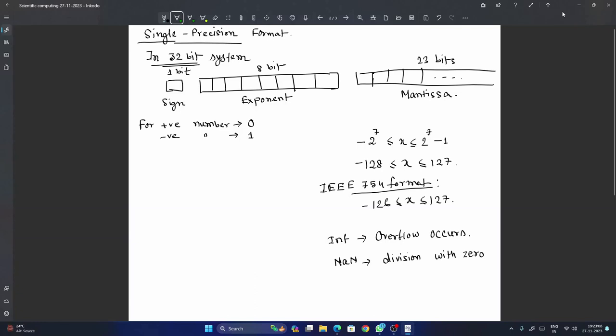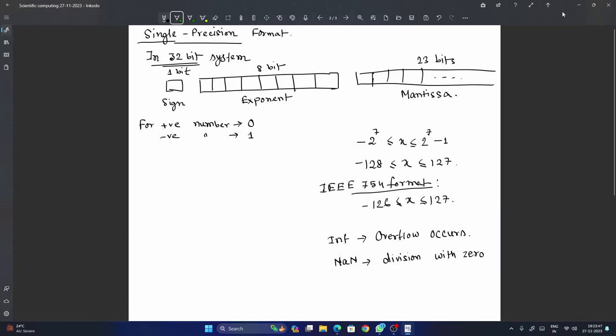So these 2 locations are reserved for these special cases. But otherwise it can give you minus 126 to 127. That means now your range is much larger than the previous. Previously it would be minus 2 to the power 31 or this type of values, but here you have 2 to the power minus 126 and here 2 to the power 127, and this value is much larger than the previous. So you can store more data in this number system format.